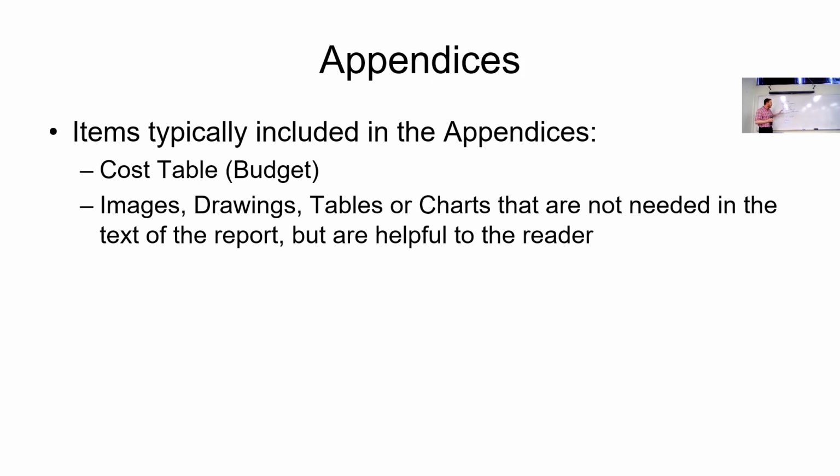If you've got like 30 pictures of your final design and they're all awesome and you want to show them all off, probably put two in the text and refer to Appendix B for more detailed pictures. Probably not 30 of the same thing in there. Just pick your best couple and then put the rest of them in the appendix. Okay.